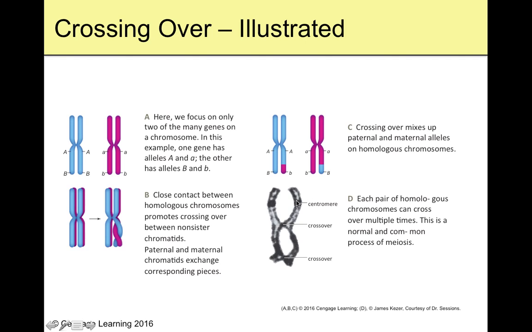Here's a picture of what it really looks like. This is kind of cool. A centromere, crossing over, more crossing over. So when they're pulled apart, they get different strands of a chromosome. So that's kind of cool.